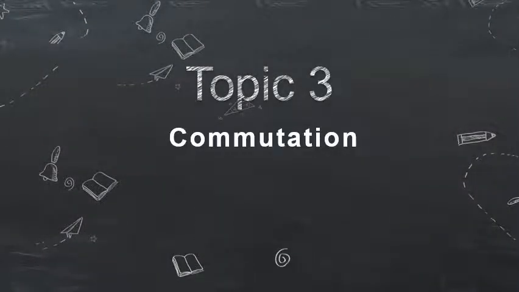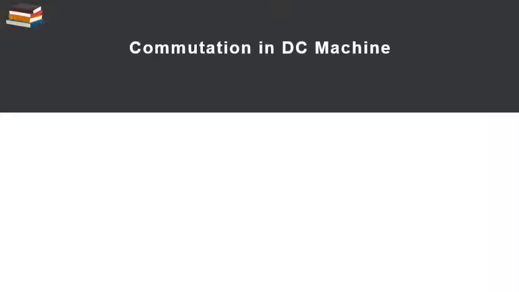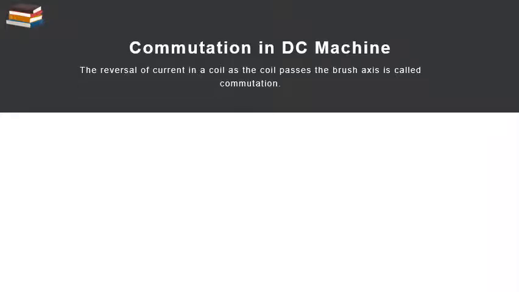Now we will move to the next topic, commutation. So what is it? The reversal of the current in a coil as the coil passes the brush axis is called commutation. It's a single line definition of commutation. I repeat again: the reversal of the current in a coil as the coil passes the brush axis is called commutation.